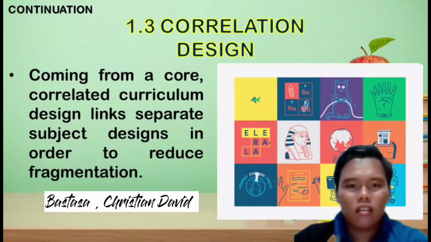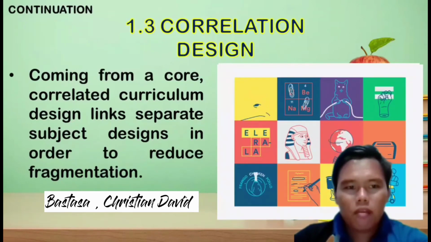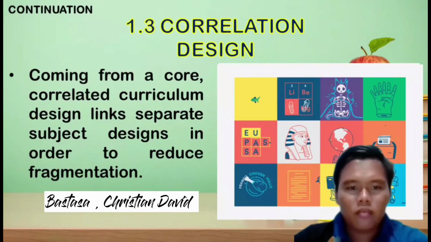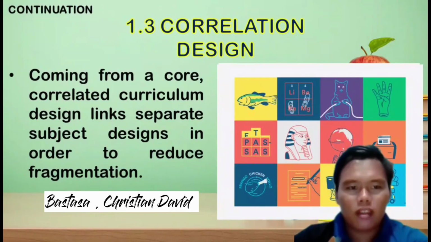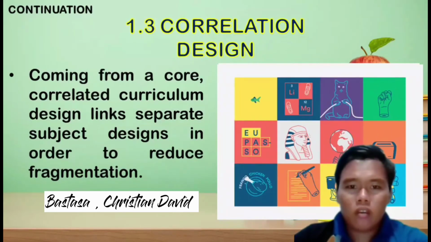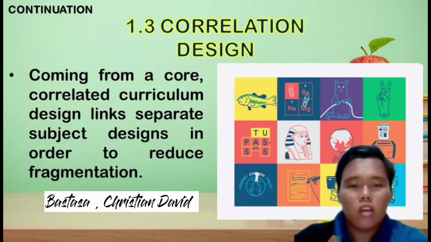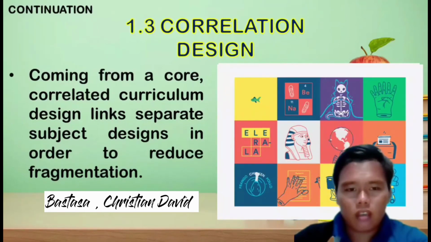So I'll be continuing the lesson 2, approaches to curriculum designing. So here we are in correlation design. Coming from a core, correlated curriculum design links separate subject designs in order to reduce fragmentation. So what does this correlation itself mean? It is a mutual connection between two or more things or subjects.